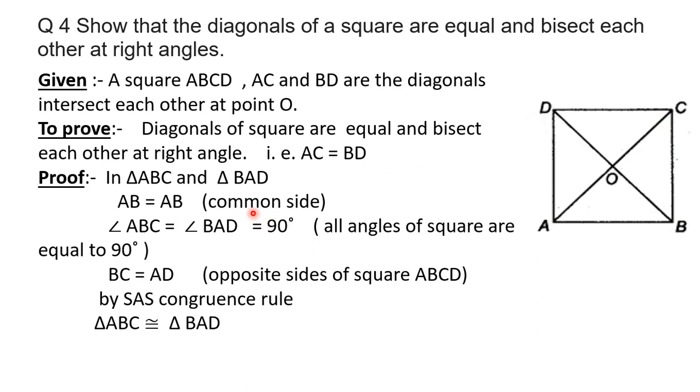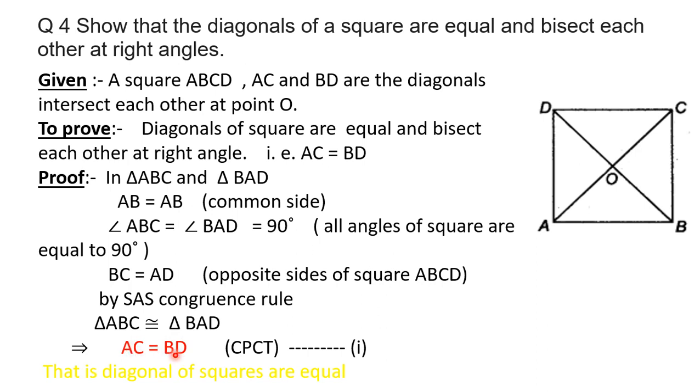So we can say by SAS triangles are congruent. So we can write triangle ABC is congruent to triangle BAD. Then we get by corresponding parts of congruent triangle, this side AC is equal to side BD. Now AC and BD are the diagonals of a square ABCD. So we can say diagonals of a square are equal. Now next thing we have to prove they bisect each other at right angle.